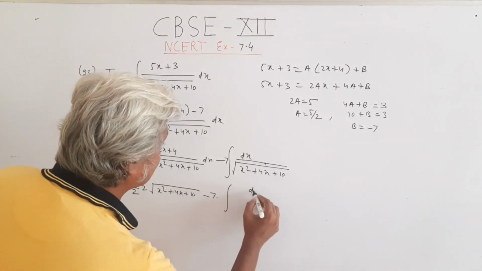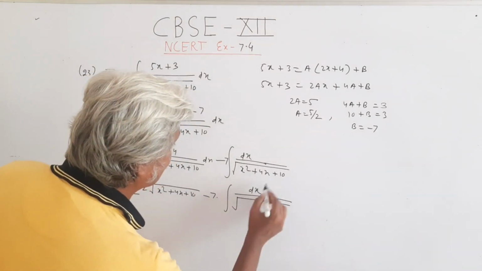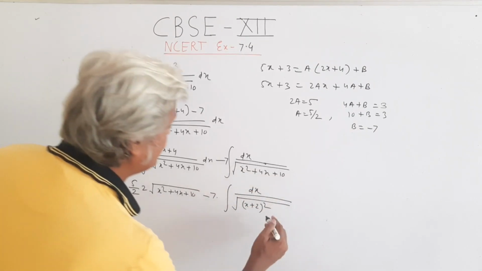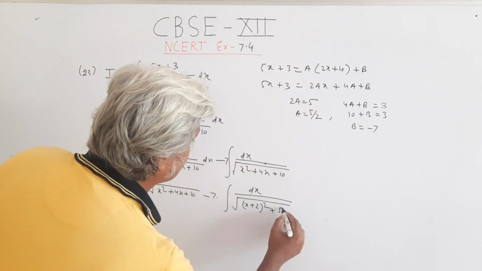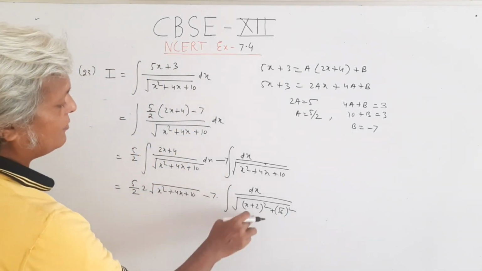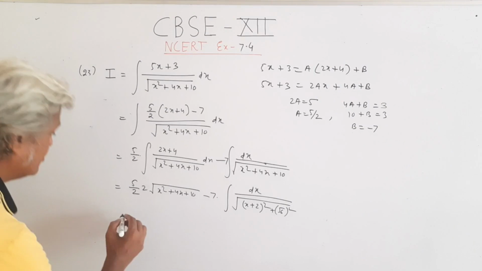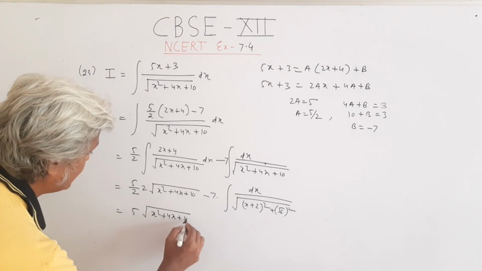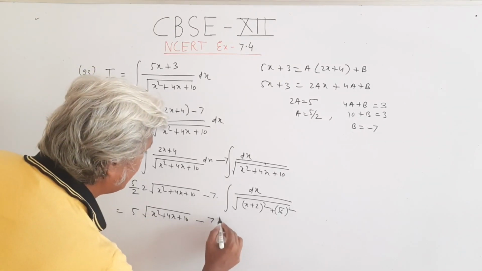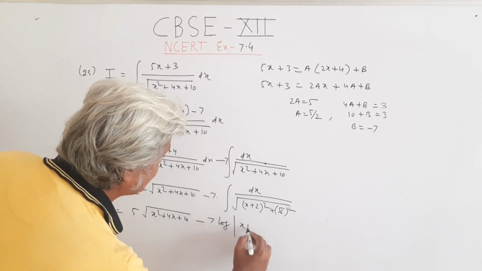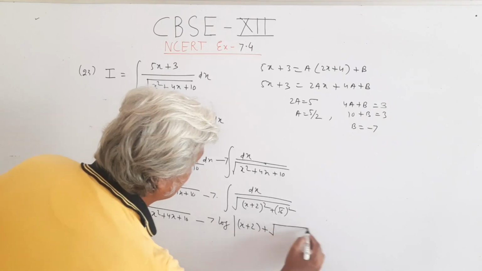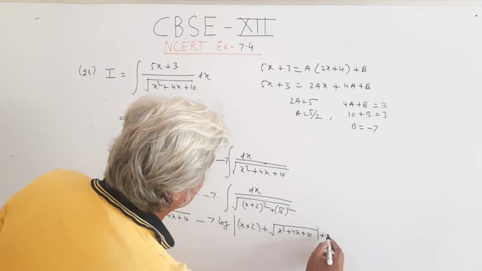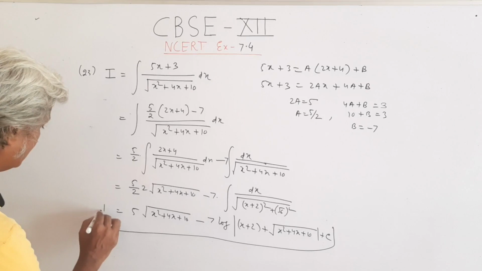This one I can write again by the square, sum or difference of two squares. So I can write this as x plus 2 whole square. So x square plus 4x plus 4, this is 10, so we need 6, that is root 6 square. Now verify x square plus 4x plus 6, 10, it's fine. So this becomes 5 under root x square plus 4x plus 10 minus 7 log mod x plus 2 plus under root x square plus 4x plus 10 plus c. So this question is also solved.